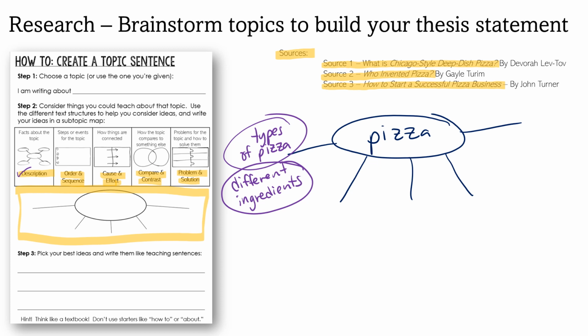The next thing I'm going to think about is order and sequence. In source 3, they talked about how to start your own pizza business, and there were steps. So that would be a good order and sequence paragraph. I could write steps to starting a pizza business.